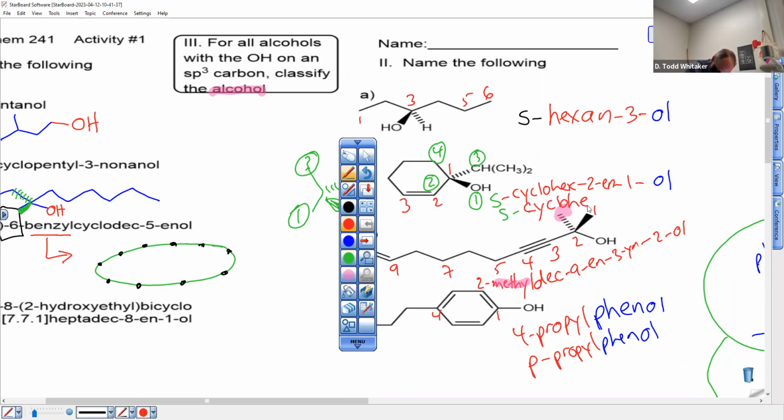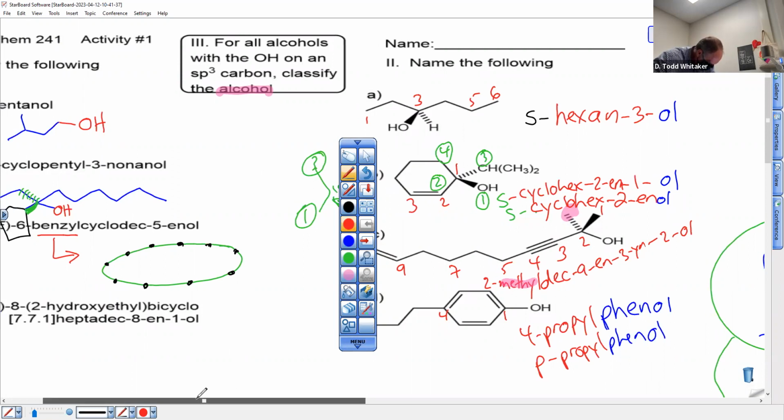S-cyclohex-2-enol. You did not need the 1. The 1 was redundant. Good word, redundant. You didn't need it. If you say cyclo and it ends with ol, I know where carbon 1 is. It's the carbon that has the ol. What's the ol? The OH carbon. Okay? It's nice when I leave it there for you because it reminds you. But I did not have to leave the 1 there to remind you.